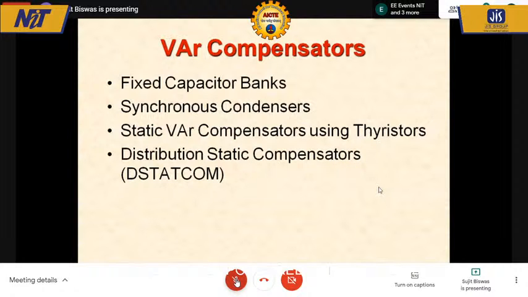For VAR compensation on the line, we know classically we have options like fixed capacitor banks. We can have synchronous condensers. We can have static VAR compensators using thyristors, and we can have distribution static compensators, DStatComs. Most of us are aware of the use of these.